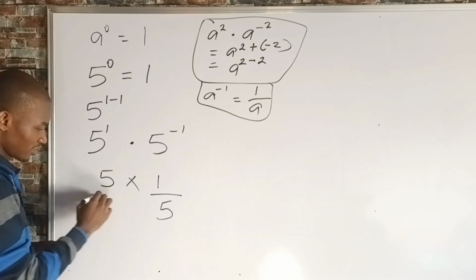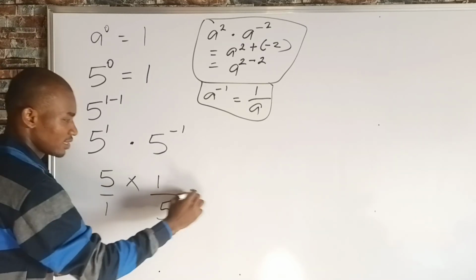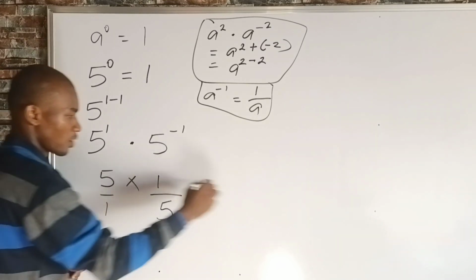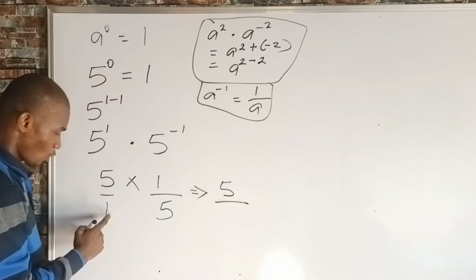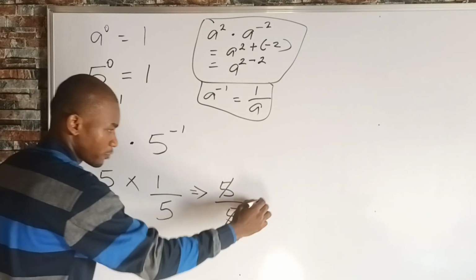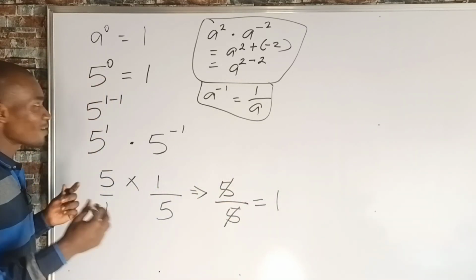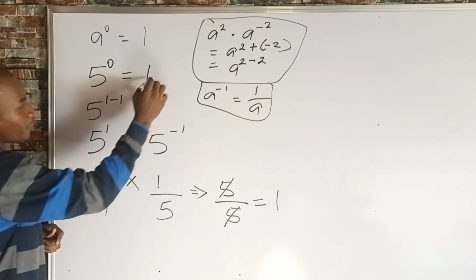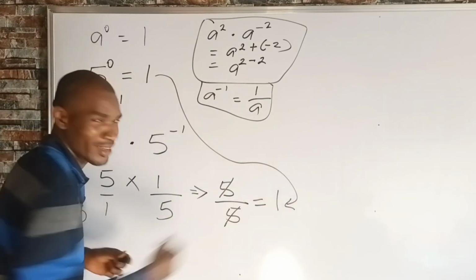Such that 5 is the same thing as 5 over 1. And this implies that 5 multiplied by 1 is 5, and that is all over 1 multiplied by 5, which is 5, such that 5 divided by 5, we are going to have 1. Therefore, any number raised to the power of 0 is 1.